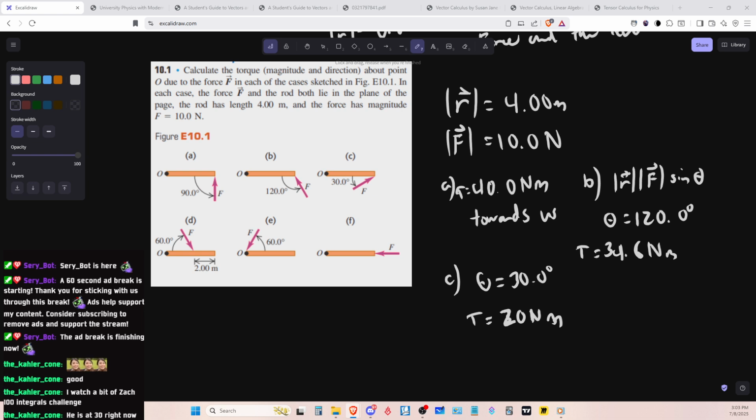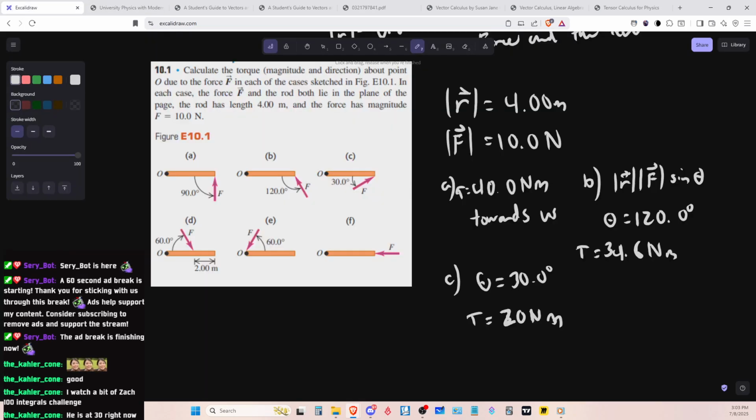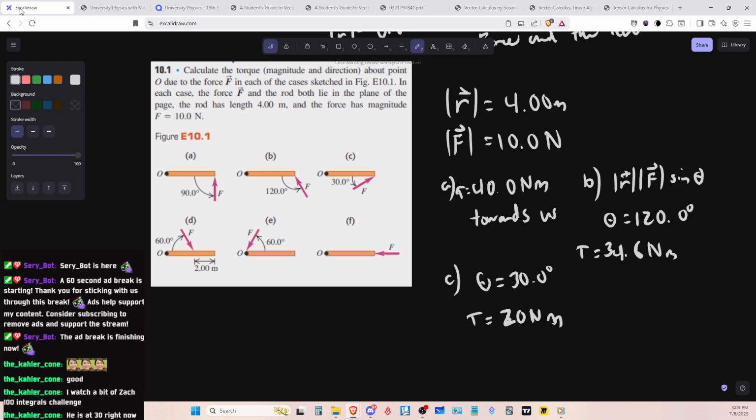Just give me one brief second because I want to get all the problems we're working with here. So this is chapter 10. Oh, I thought torque would be much further down. So this one is exercises. Okay, I'm just going to pull this down here, so that we can easily access those problems.